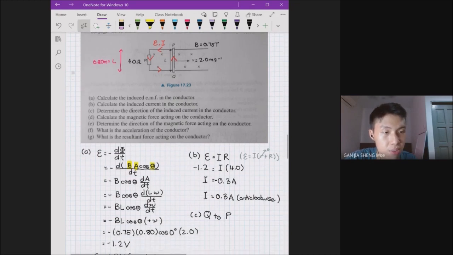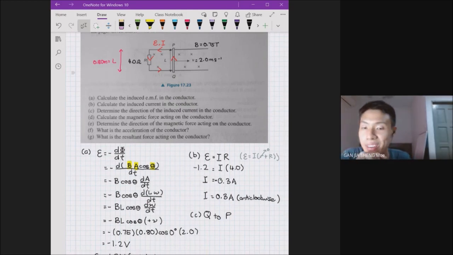Next. Calculate the magnetic force acting on the conductor. This is the interesting part right now. Now you're going to integrate what you learned in chapter 5 with what you learned in chapter 4. Because now you have current flowing in this linear conductor, from Q to P, and there's a magnetic field in the background. So this current carrying conductor will be experiencing a magnetic force.